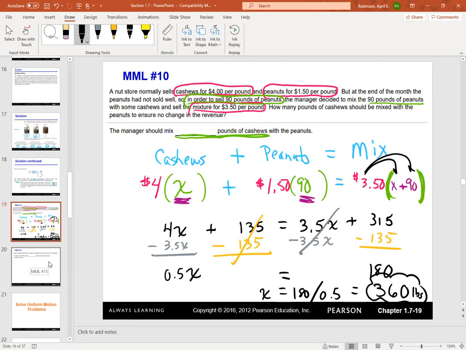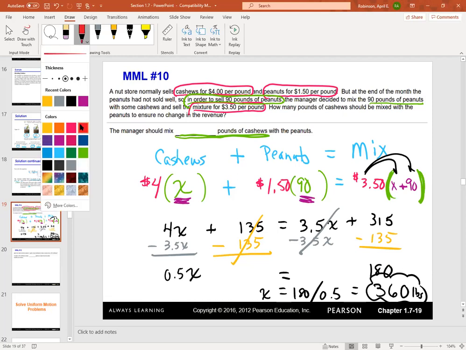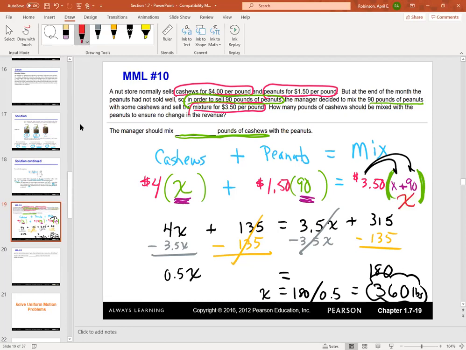What if they'd asked me, instead of how many pounds of cashews to mix, how many pounds will you have in your total mixture? Then I would probably put my X, let me find a different color here, right here. If they wanted to know the total pounds in the mixture, I'd put X there.